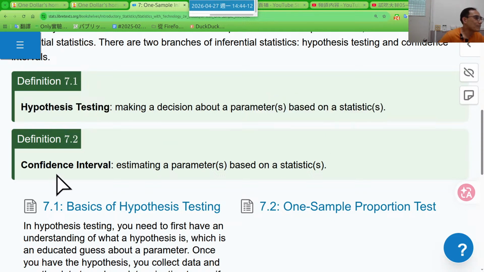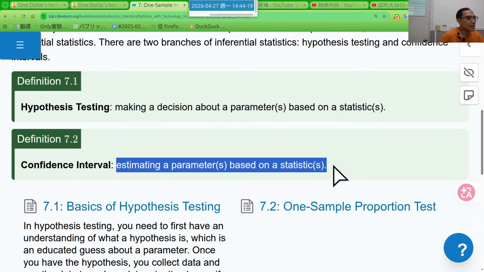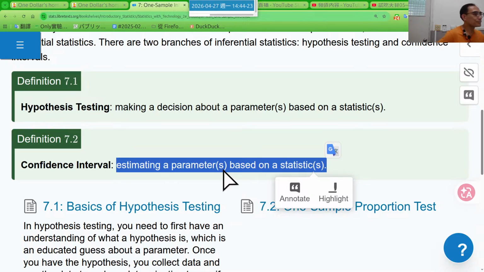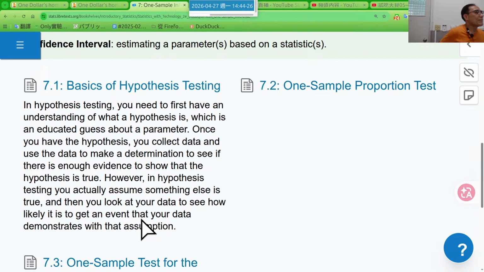And next, confidence interval: estimating a parameter based on statistics. Okay, I know, you may still be confused now. And 7.1, basics of hypothesis test.